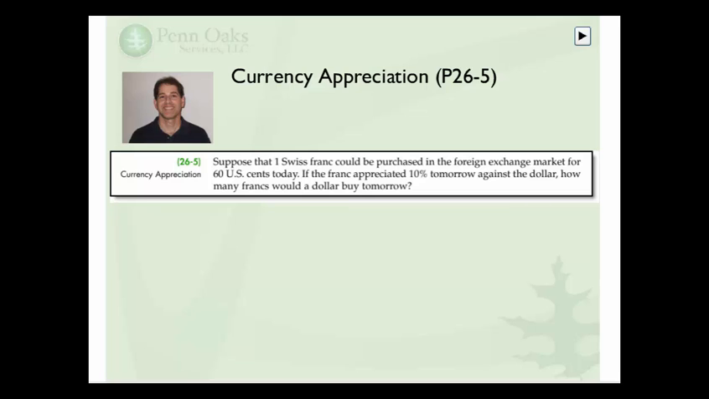Suppose that 1 Swiss franc could be purchased in the foreign exchange market for 60 US cents today. If the franc appreciated 10% tomorrow against the dollar, how many francs would a dollar buy tomorrow? Let's take a look at how we might solve this one.